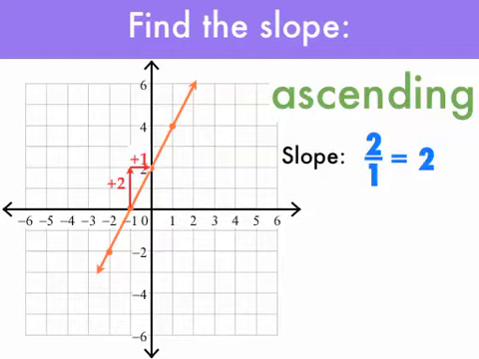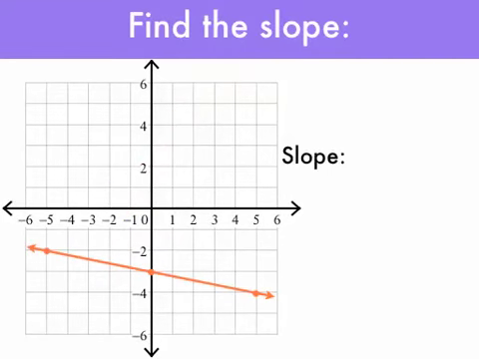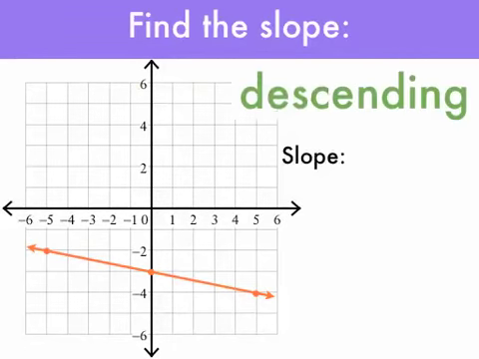Notice both of the lines that have had an ascending slope have had positive slopes. And that is always going to be true. If it's ascending, it's going to have a positive slope. If you look at this example, though, notice as we go from left to right, it would be going down, which means it is a descending slope.